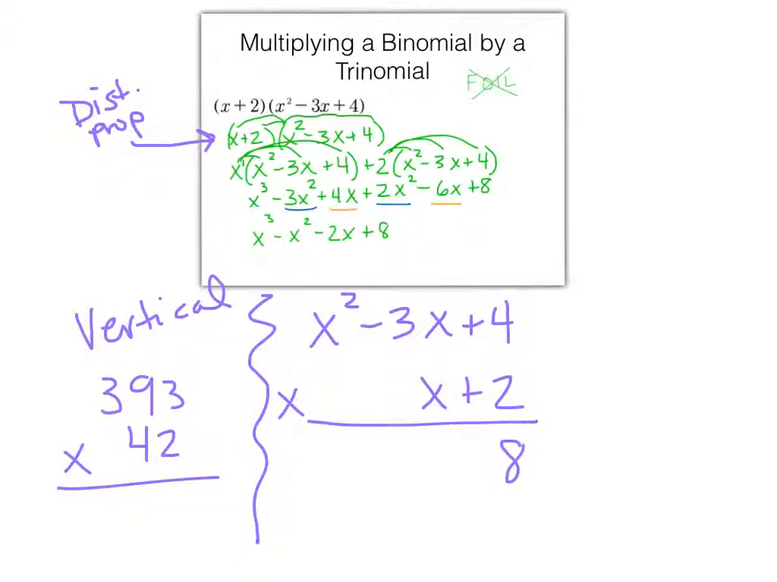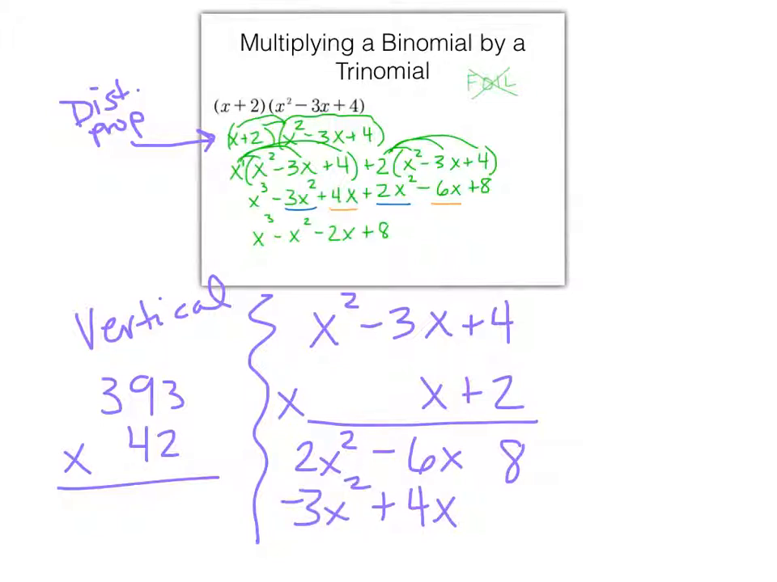2 times minus 3x, minus 6x. 2 times x squared, 2x squared. And now, x times plus 4, plus 4x. Do you see how this is an analogy for what we're doing? Think about it. Write it out the traditional way so you can see what I'm talking about. Anyway, I'll keep going. X times minus 3x is minus 3x squared.